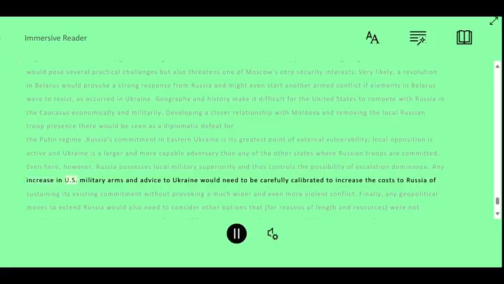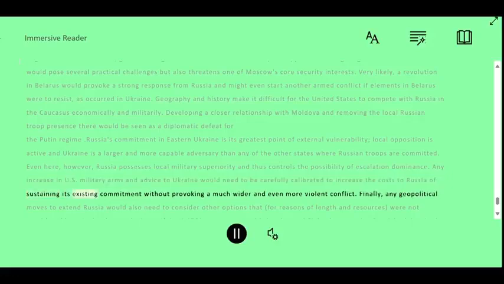Any increase in US military arms and advice to Ukraine would need to be carefully calibrated to increase the costs to Russia of sustaining its existing commitment without provoking a much wider and even more violent conflict.